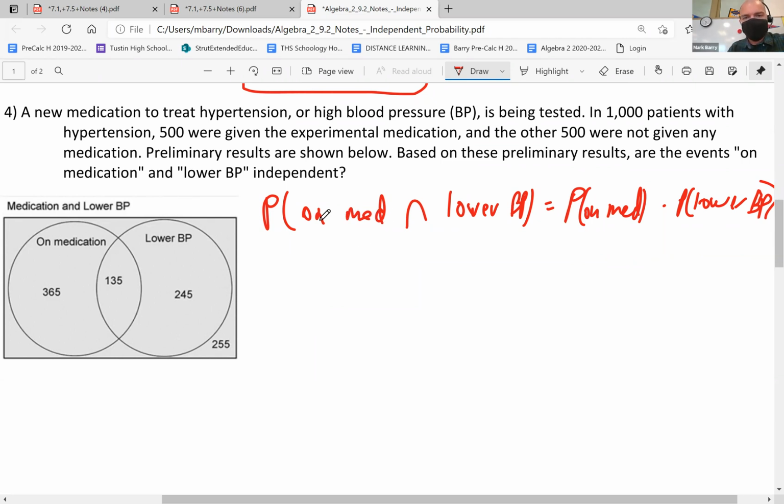So the first one, what's the probability that you're on medication and you have a lower blood pressure? Well, for this, I would say how many people are on medication and have a lower blood pressure? I would say 135 people. The 135 people in the middle here, all those people fit into both categories, correct? They're on the medication and they have the lower blood pressure. And so that is out of a total of how many people? Well, we had 1,000 patients, it said, right? And so if we divide that out in the calculator, I actually know that's going to be 0.135 or 13.5%.